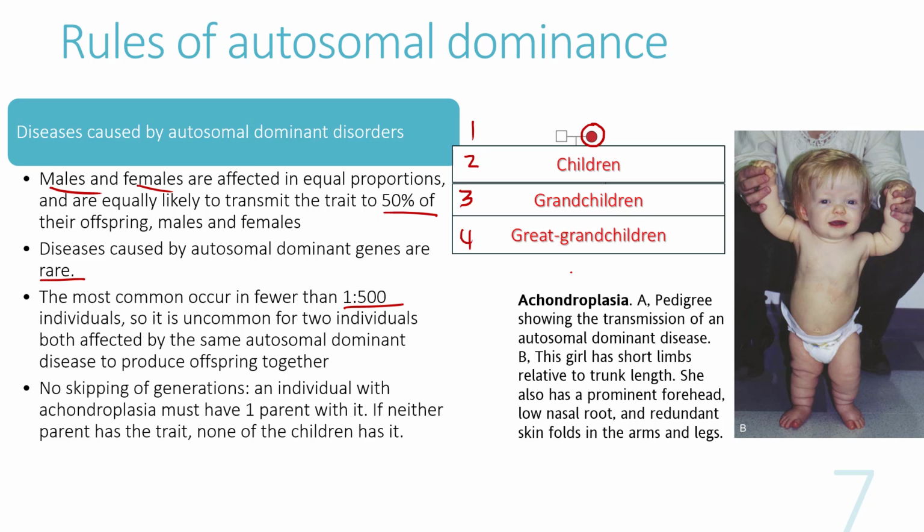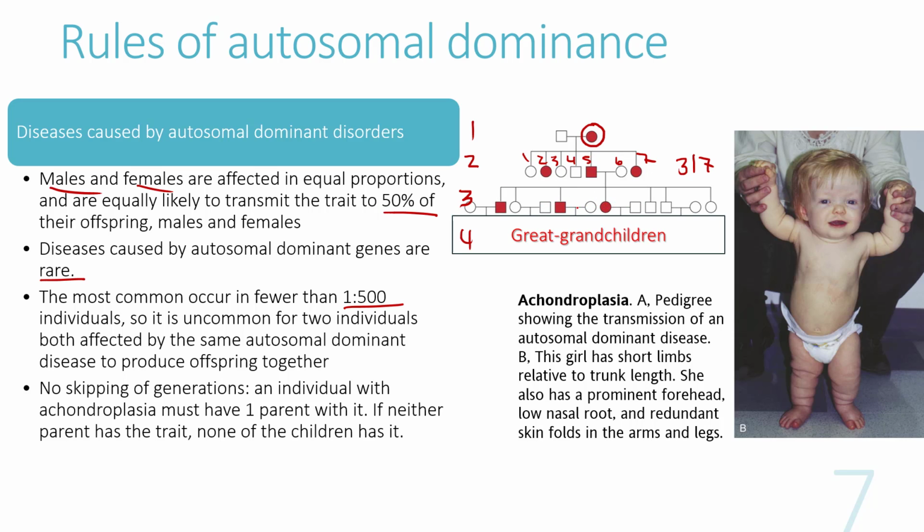So again, shortened limbs relative to trunk length, the length of their torso, their body, and you've got other general phenotypes associated with achondroplasia. All right, so mom has it, right? Circle is female, colored in means it's affected. And they have 1, 2, 3, 4, 5, 6, 7 kids. And out of the 7 kids, 3 out of 7 have it, right? Their children then have grandchildren for them.